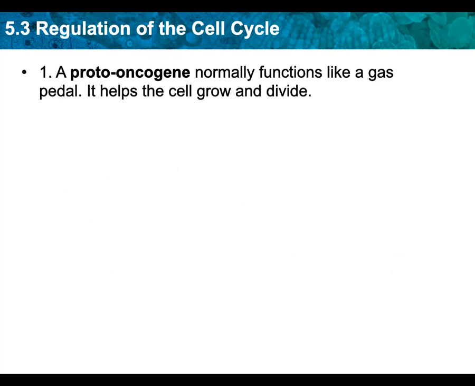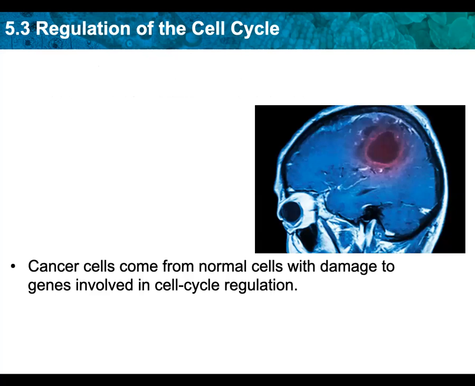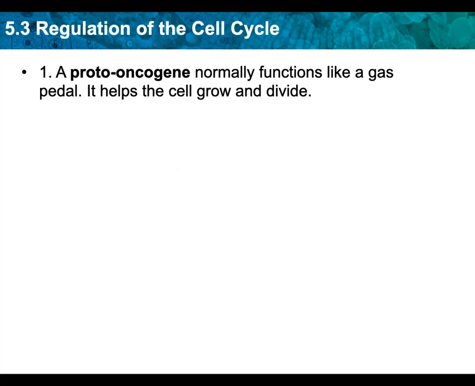There's two major kinds of genes in the cells that regulate the cell growth and the cell cycle. One of them is called the proto-oncogene. So there's two main genes that can be damaged that can cause cancer. The first one is a proto-oncogene. The proto-oncogene is like a gas pedal in the cell. It tells the cell to grow and divide. But normally this should only be on at certain times. It should not be on all the time. But if it is on all the time, it can become a cancerous cell where it's always growing and never stopping.